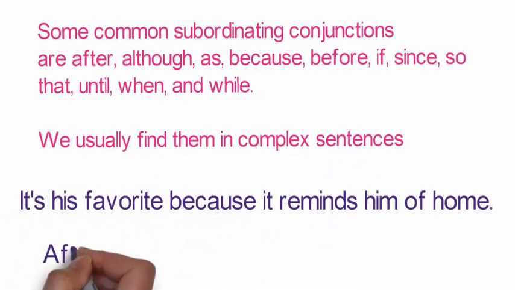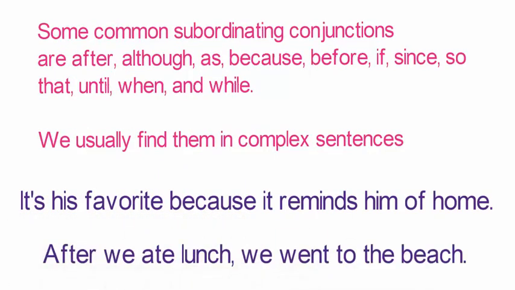It's his favorite because it reminds him of home. And after we ate lunch, he went to the beach. Now, what we have here, it's his favorite. If we separate that, that can become a sentence by itself. It's his favorite. It's a complete sentence. It has a subject and it has a predicate. Because it reminds him of home. However, if we say because it reminds him of home, then that's not complete. So here we have a complex sentence.